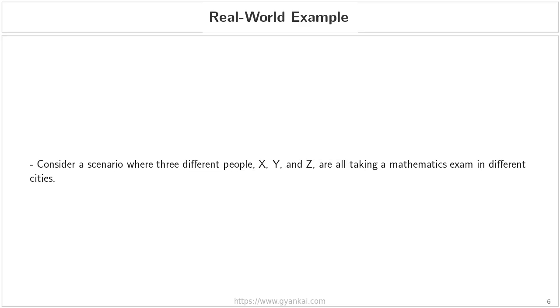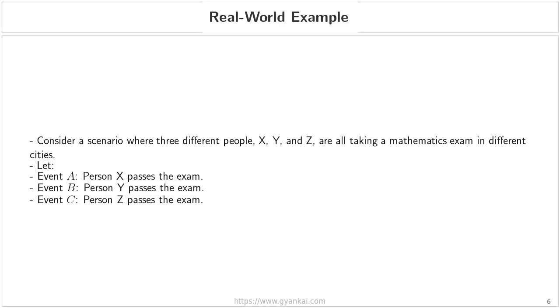Real-world example. Now that we have gone through the formal definitions and the four necessary conditions, let's put this theory into practice with a real-world example to see how it actually works. Imagine a scenario where we have three different people. Let's call them X, Y, and Z. They are all sitting for a mathematics exam, but here is the key. They are all in completely different cities.